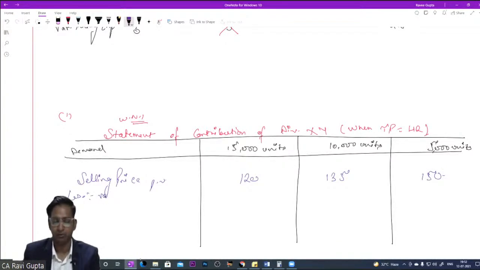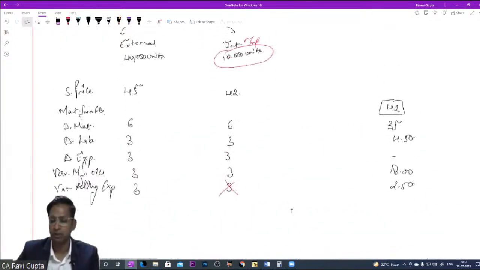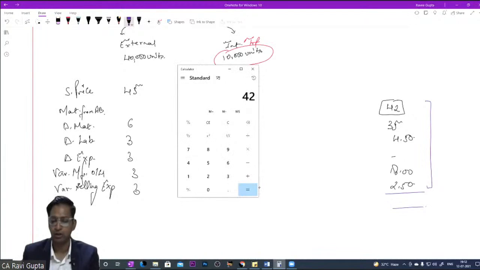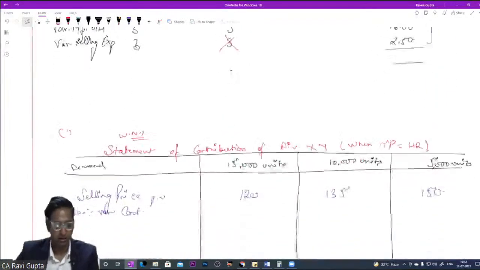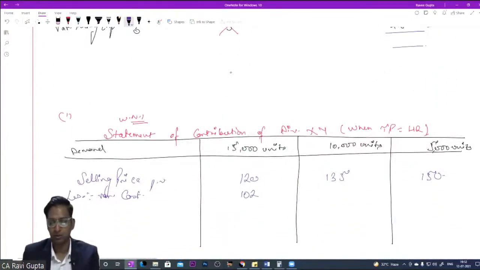Less: variable cost. What will be the total variable cost here? It will be 42 plus 35 plus 4.50 plus 18 plus 2.50. That is 102 in total. 102 is the total variable cost that we will be considering, 102 per unit.